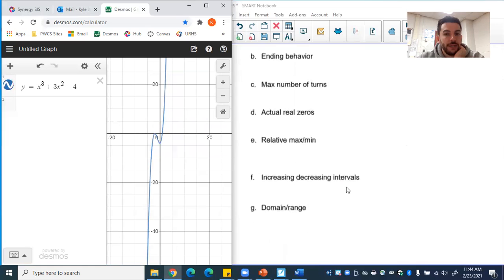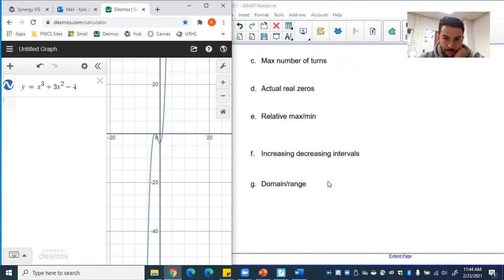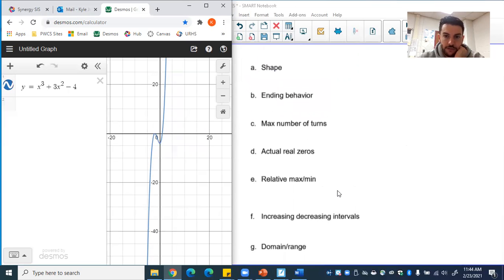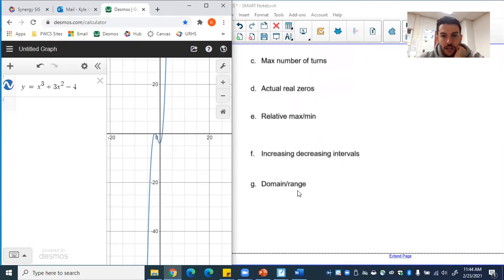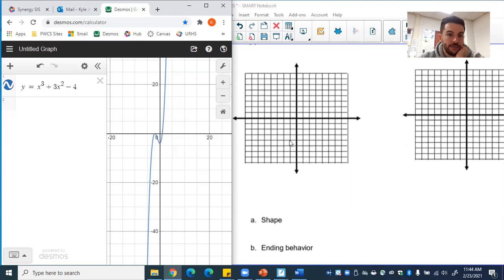Okay, so you might be asked about all these different things. And I will pull up an image of what these increasing and decreasing intervals are. So let's talk about all these different things related to this graph, and then we'll do another one, and then we'll be all good.